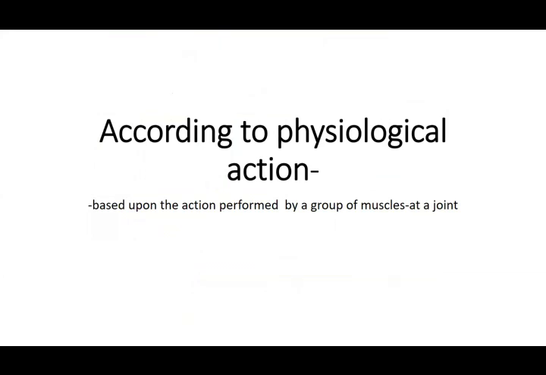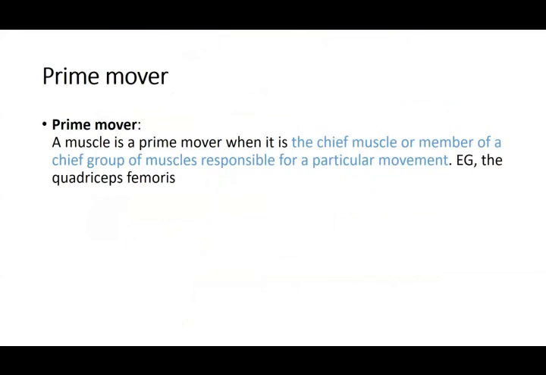Then physiological action: you can classify a group of muscles, and for that action I use four terminologies. The first is prime mover. It is the main muscle which is performing that activity, a chief muscle or a member of a chief group of muscles responsible for an activity. That is, the main movement is performed by that muscle. So if it is a flexor movement, the flexor is going to be the prime mover. That is called the prime mover.